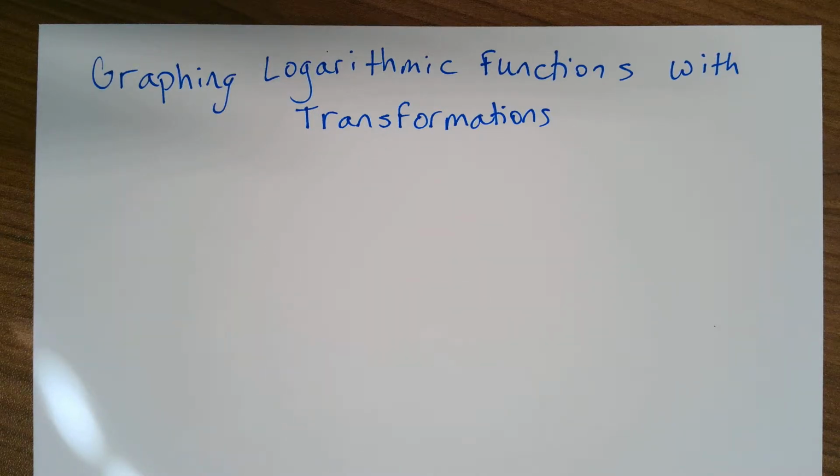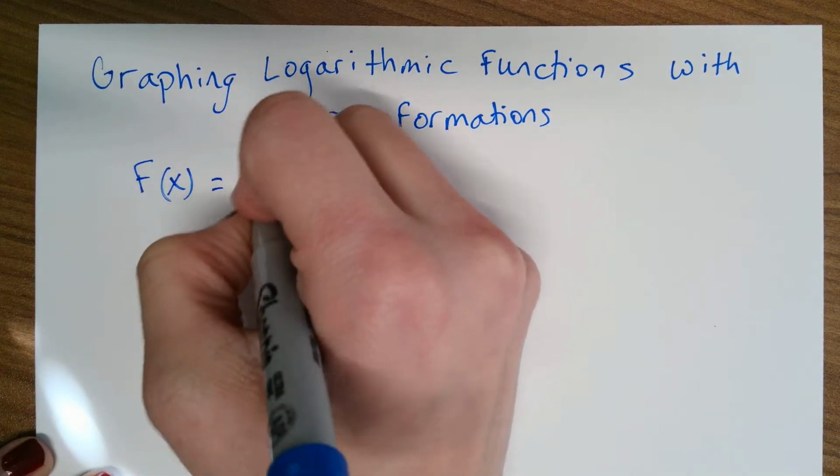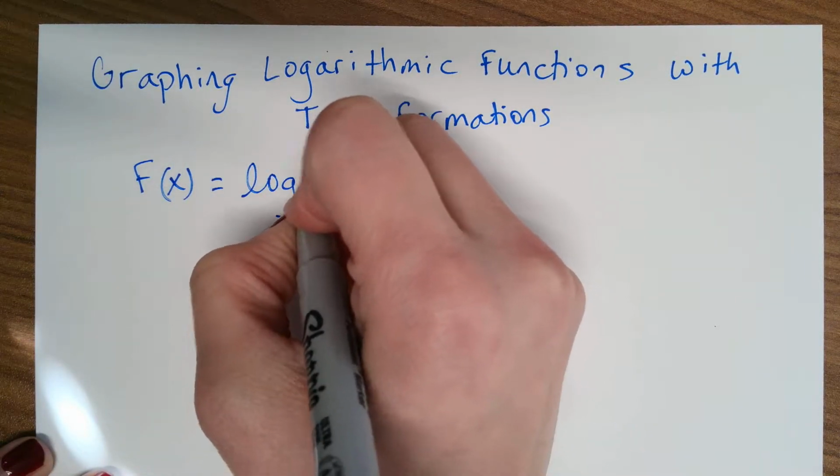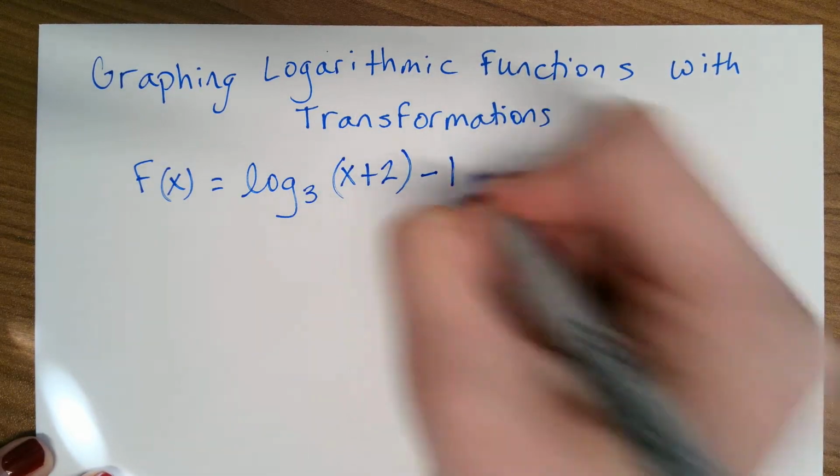Alright, so if we want to graph a logarithmic function using transformations, then we really need to go off of what the parent function looks like. So let's say that we have f of x equals log base 3 of (x plus 2) minus 1.